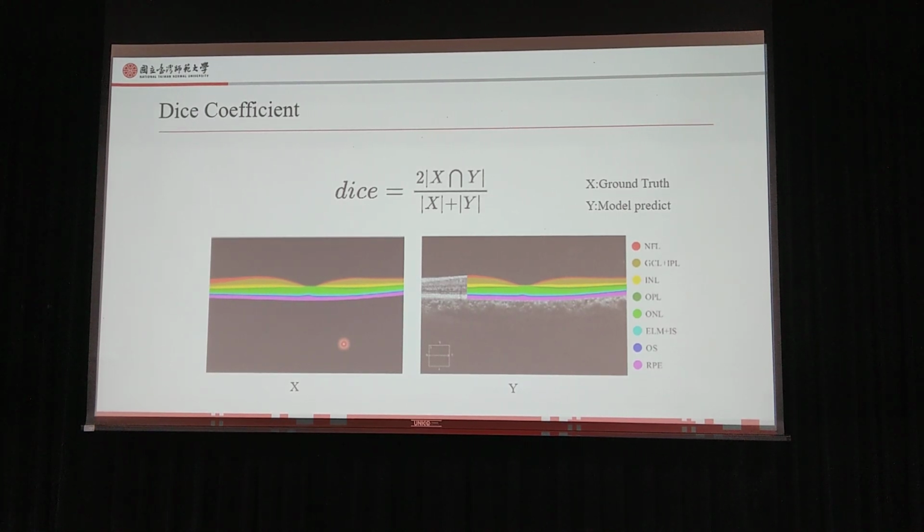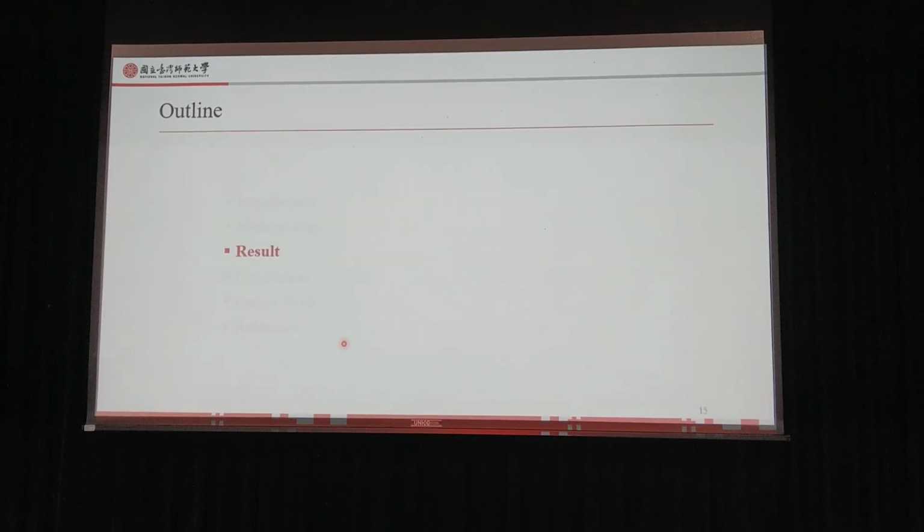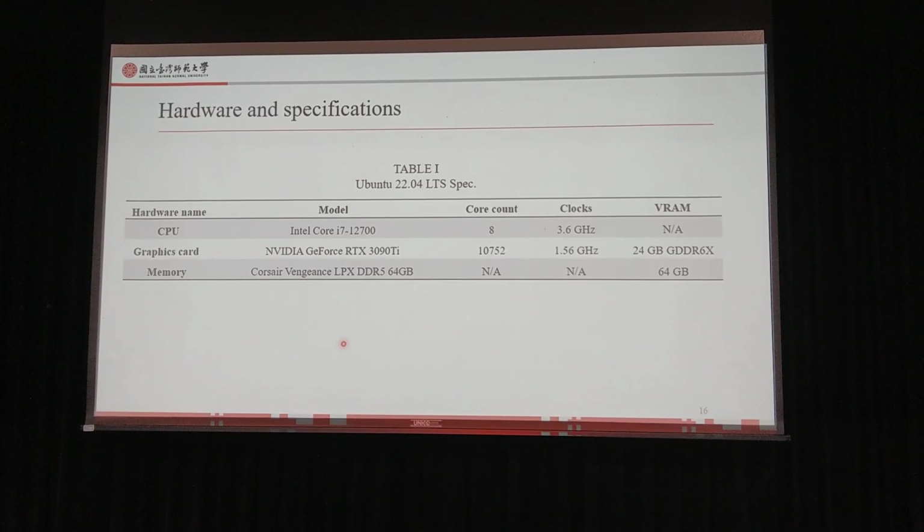And the metric we use is the dice coefficient as our indicator. And this is the result of our part. This is our hardware specification. We use an i7-12700 CPU, and the graphics card is a 3090 type.